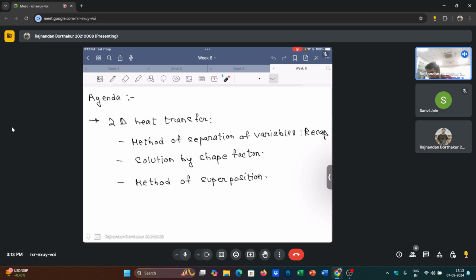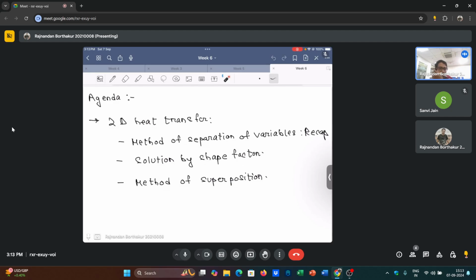So we'll begin by understanding something which is known as the method of separation of variables. The method is exactly similar to the one that we have already seen in the theory class of week 6. Nevertheless, we will solve a sum and try to get further insights on this method.